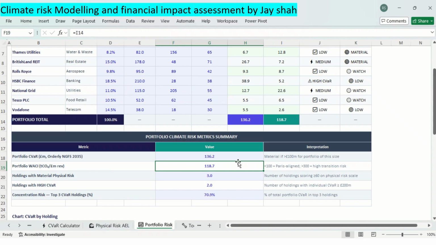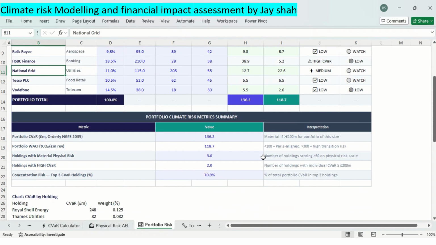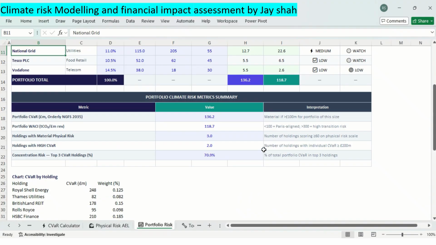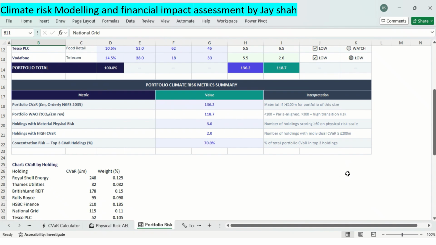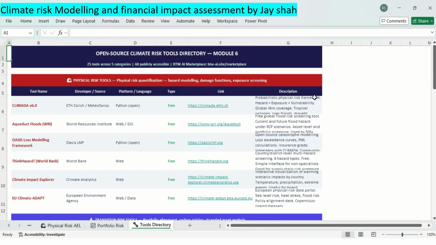So if you wanted to bring the portfolio weighted average carbon intensity below 100, you would need to either reduce the weights on those two holdings, which is Royal Dutch Shell Energy and also National Grid, so ultimately it will come under 100, or find lower WACI replacements. So the model lets you explore exactly those trade-offs by changing the blue cells, and it is very much important.